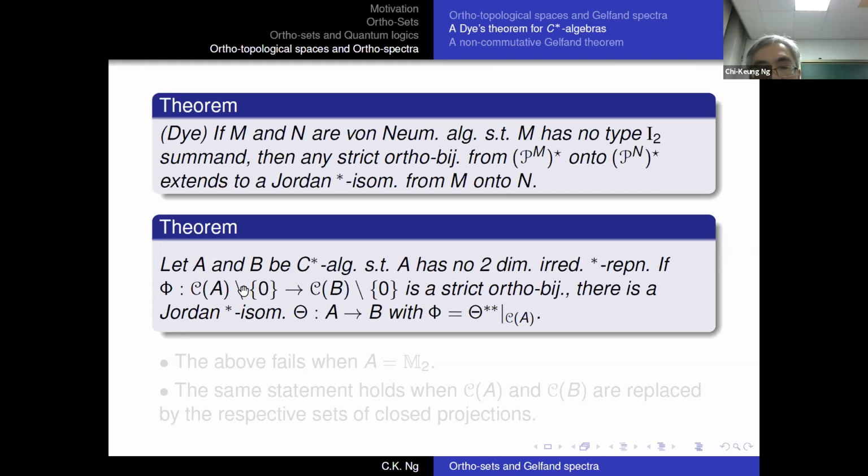they are Effros sets by considering them as subsets of the projections of A double star and B double star respectively. So we have these two Effros sets. If we have a strict Effros bijection between these two Effros sets, then we can really find a Jordan star isomorphism from A to B, such that the bidual map restricted to the set of closed projections is equal to phi. So this is the Dye theorem for this algebra that we need.